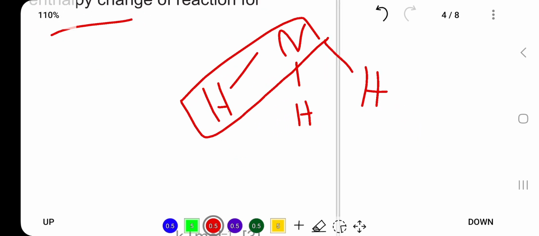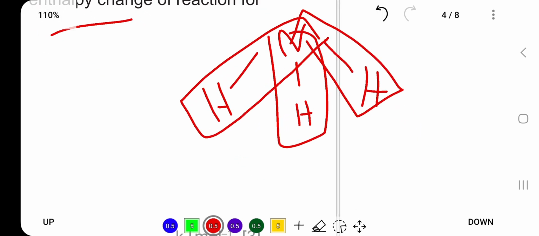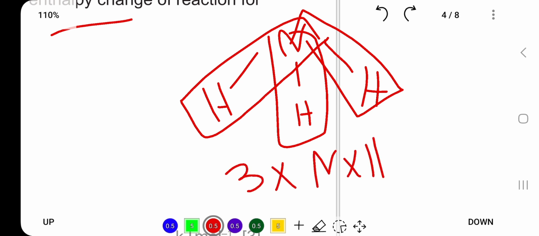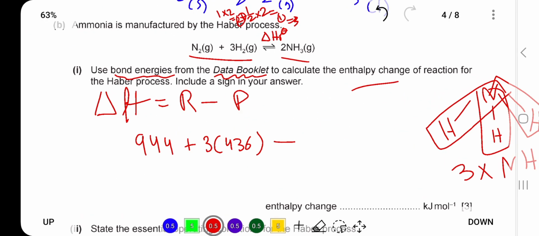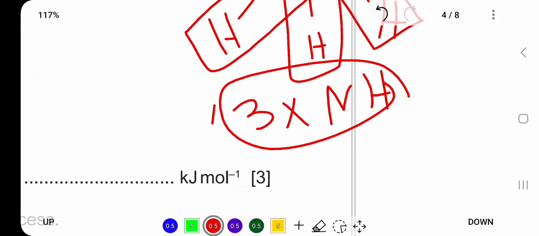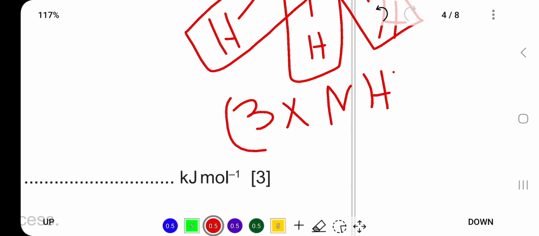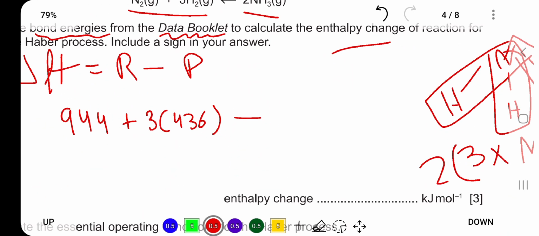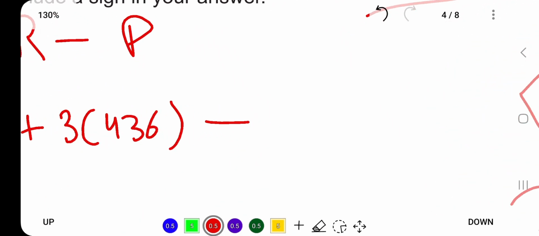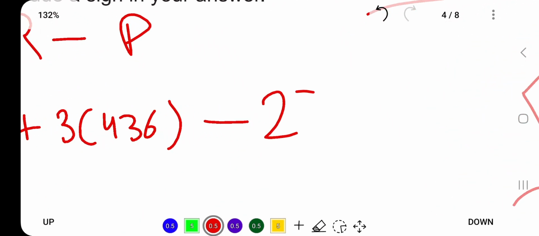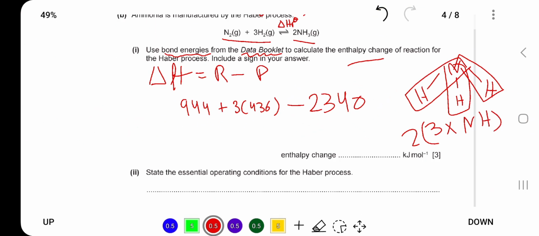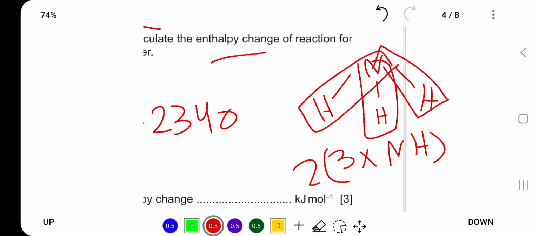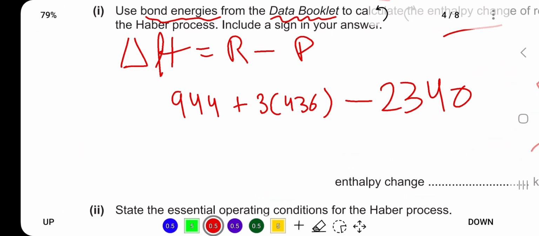Now since you have 3 of them, it's 3 multiplied by the bond energy of N-H. What is this? Of N-H, right? From my data booklet, and whatever your answer is will be multiplied too, because you have 2 of NH3, and the answer here is 2240. Alright? It's very, very easy, please just understand it, okay?